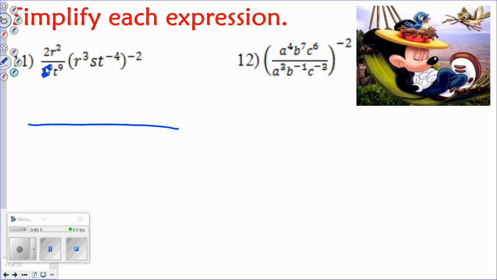But you can. All right, so I'm going to rewrite what I already have. So I have the 2r squared. I have the t to the 9th on the bottom. And then let's distribute this, right? This is like it's over 1.